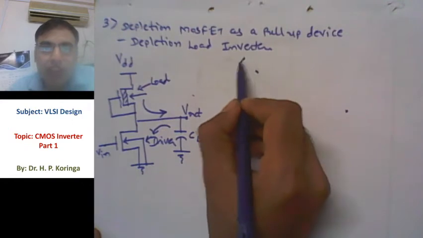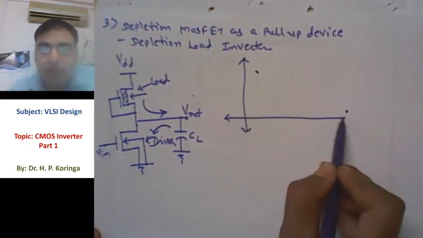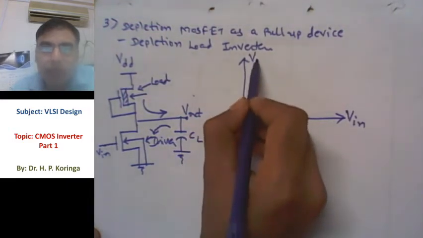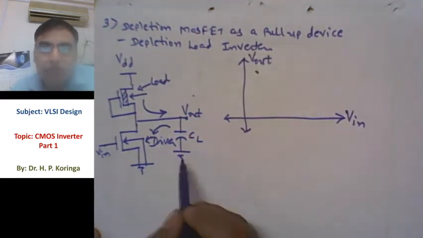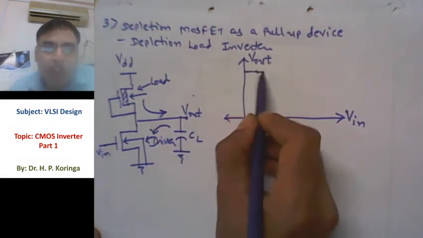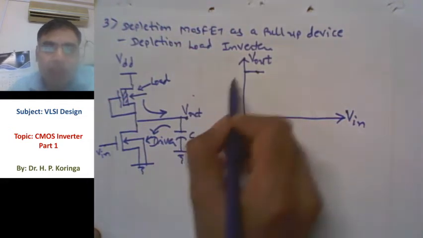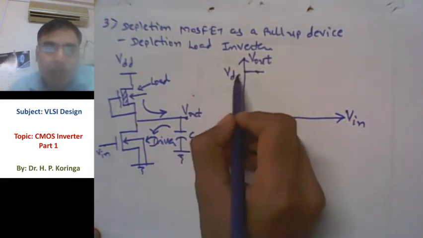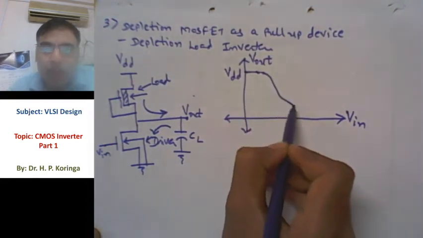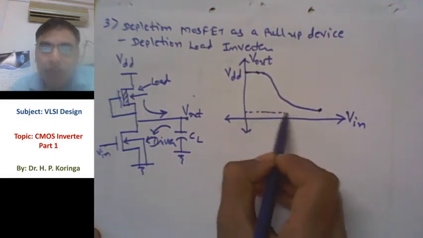So if you see its VTC curve, Vinput versus Vout, it can produce an output of maximum up to VDD. So when input is logic 0, the output can go up to VDD, but the logic 0 output can go only up to VOL. It cannot go to zero voltage.